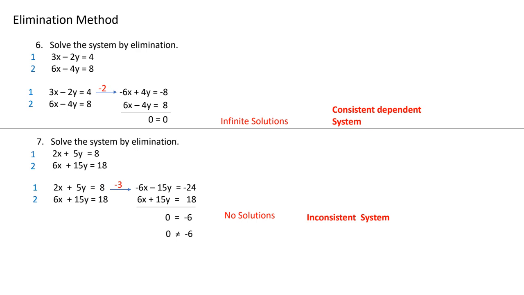Now, if we look at this number 7 example, I have these two equations. Again, I want to solve by the elimination method. I want to get rid of the y, so I'm going to multiply negative 3 to equation 1. And when I do that, I get a false statement: 0 is not equal to negative 6. So because this is a false statement, what this is telling me is that these two equations have no solution, meaning that these two equations never intersect. Hence, it's an inconsistent system. Okay.